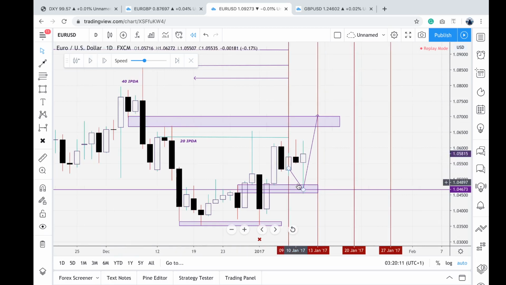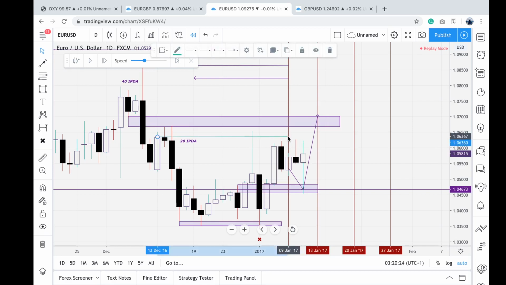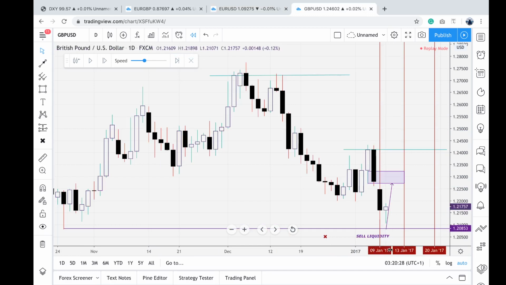Perfect. So price taps our level perfectly and trades higher. Okay, so this is precision. This is how you get precision in the marketplace. Look how precisely price taps our level and goes up. So our first target will be the 20-day IPDA. For British pound USD, you want to see price trade through this level and trade higher. So let's see what British pound USD does.